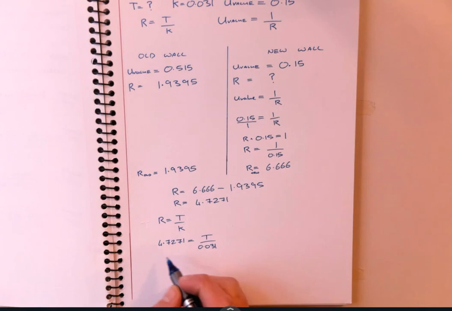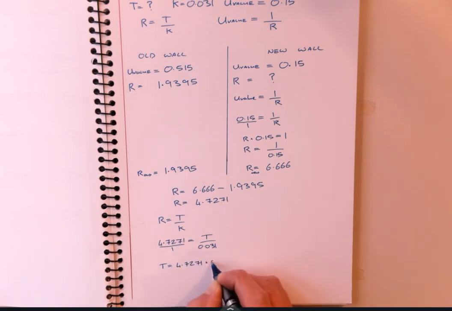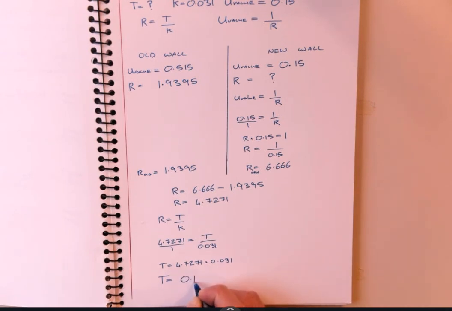And we'll just work out for T. So we'll make this over 1 to make it a fraction. T multiplied by 1, so T equals 4.7271 multiplied by 0.031. T equals, when we multiply this out in the calculator, 0.146. Its thickness, it's in meters.